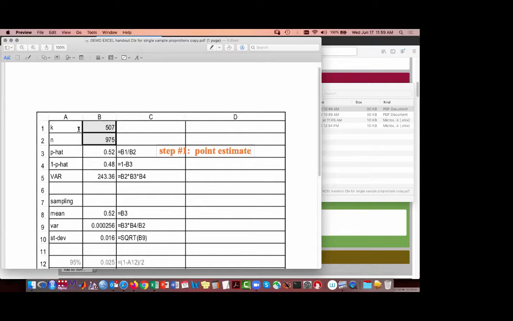Okay, so in cell B1, I put the value K, which is the number of successes. In cell B2, I put the value N, the total sample size, 975. P hat is the formula entered right here. This is just these divided, which gives me 0.52. And because I know I need it for my calculations, I'm going to calculate also 1 minus P hat, which is essentially the proportion of people that don't believe climate change is a man-made threat.